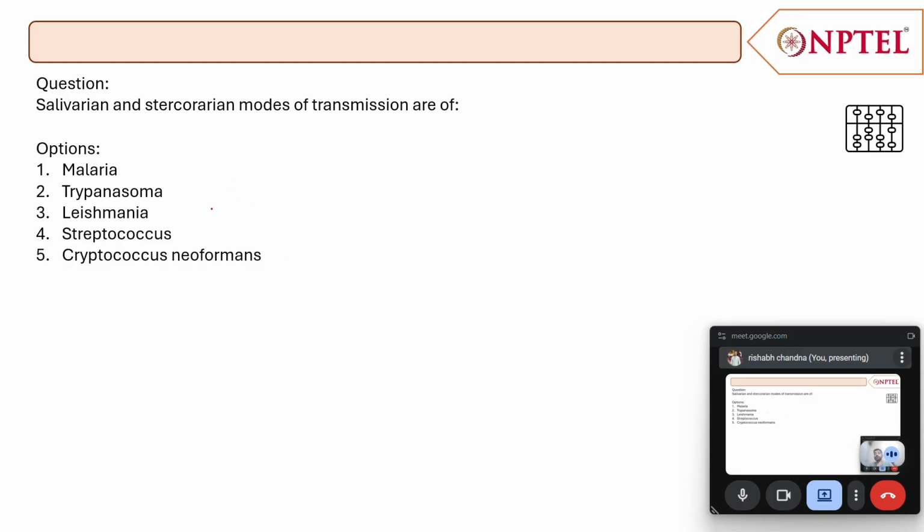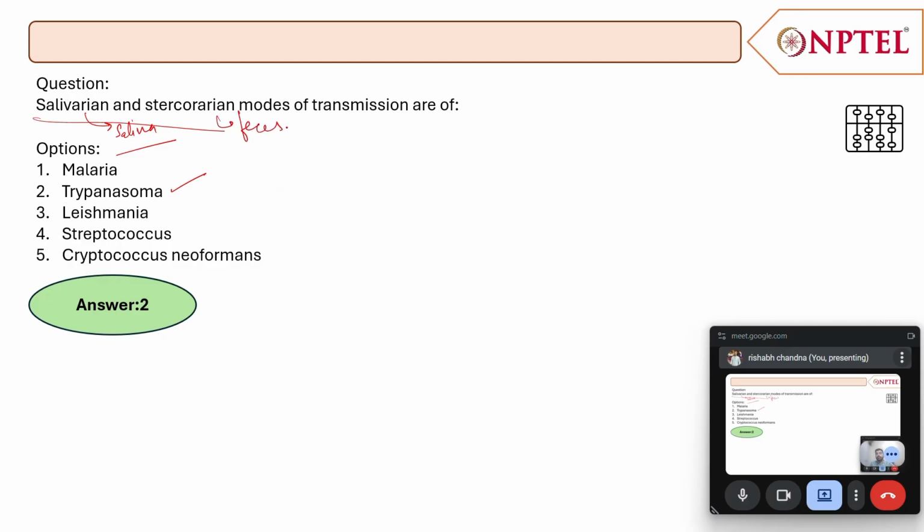So they are the forms of the trypanosoma. Okay, so the correct answer is two. So they are the different modes, that one in saliva. Okay, so the salivarian mode in the saliva, and the other one was through feces. Okay, so this is for the trypanosome. So let's move on to the next question.